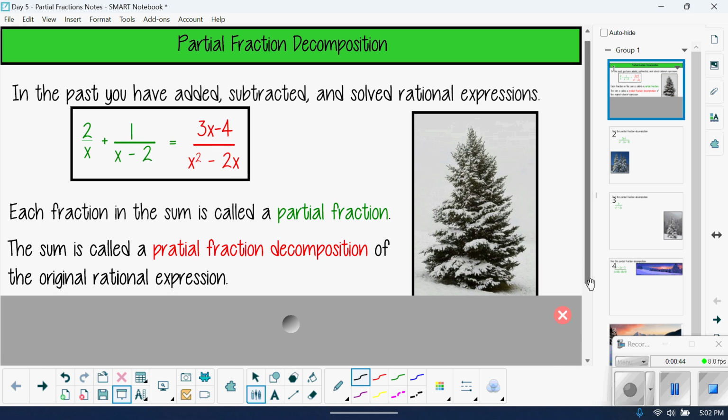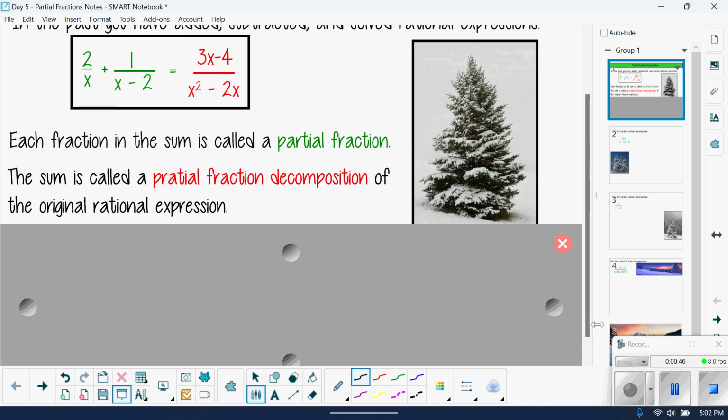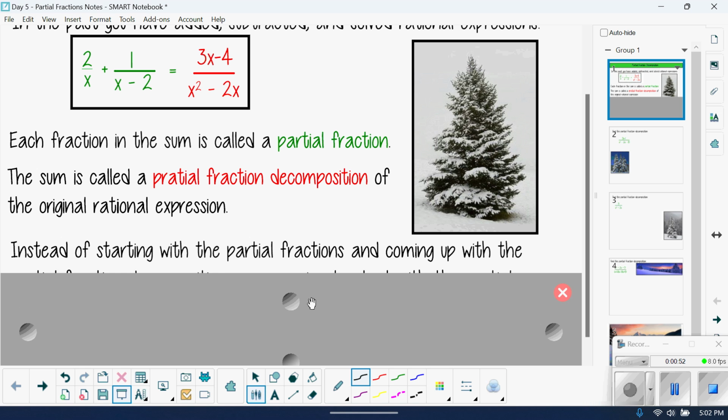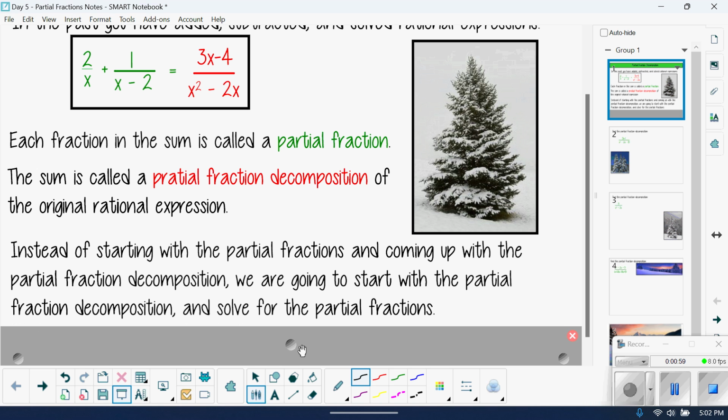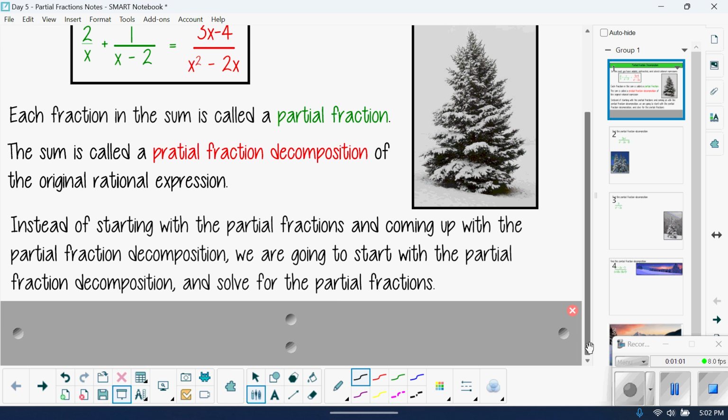And so what we're going to do is reverse this a little bit. Normally we'd work with the green side and come up with the red. Well, this time we're going to work with the red side and come up with the green. So instead of starting with the partial fractions, the green parts, to come up with the red, we're going to start with the red and come up with the green. So I'm not going to mess around with trying to get common denominators right off the bat.